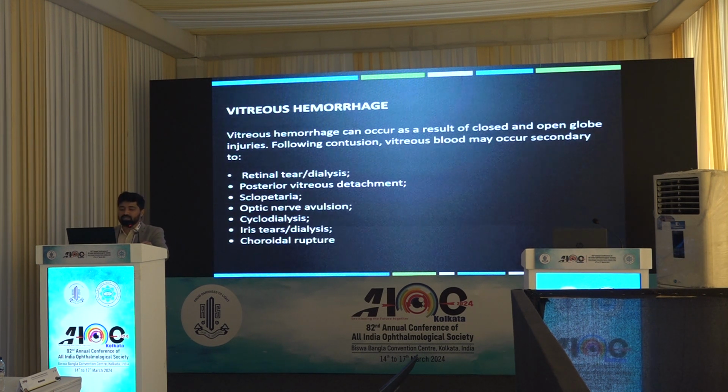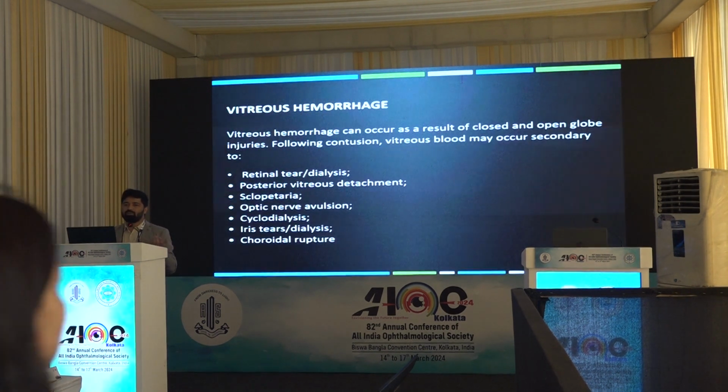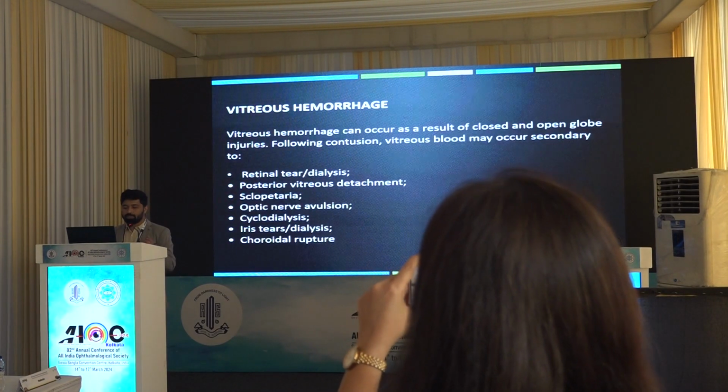So vitreous hemorrhage can occur from various causes. In case of closed globe injury, it could be because of retinal tear, posterior vitreous detachment, scleral rupture, optic nerve avulsion, cyclodialysis, iris tear. The cause could be anything. The moment you see the vitreous hemorrhage, it's very difficult to determine from where the blood has come. And prognosis also depends on what's the root cause for the vitreous hemorrhage. If it has happened due to optic nerve avulsion, obviously you can't do much about it.